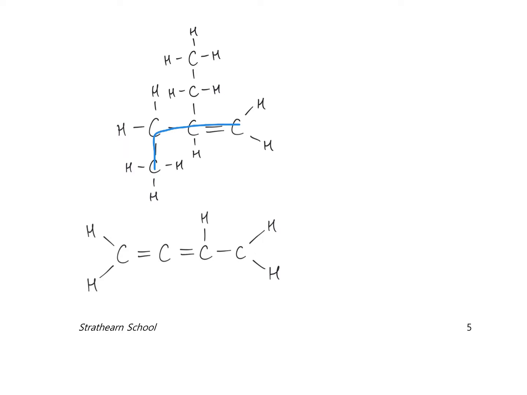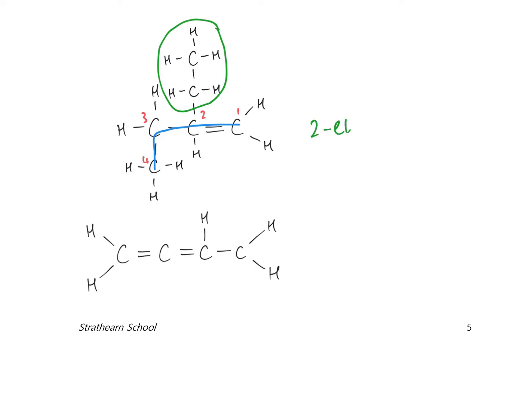That gives us 4 carbons, so that's going to be a prefix of but. Okay, so this therefore is our substituent, and that's an ethyl group. Then we want to number the carbons so that the double bond is on the lowest carbon. So that means we're going to number it 1, 2, 3, 4. So the name of this then, substituents come first.